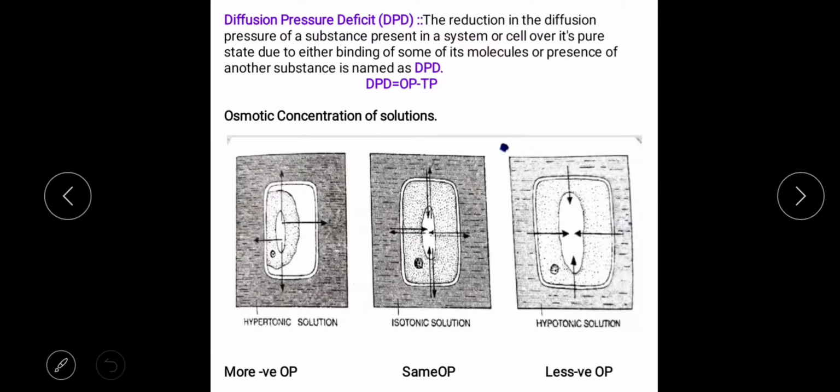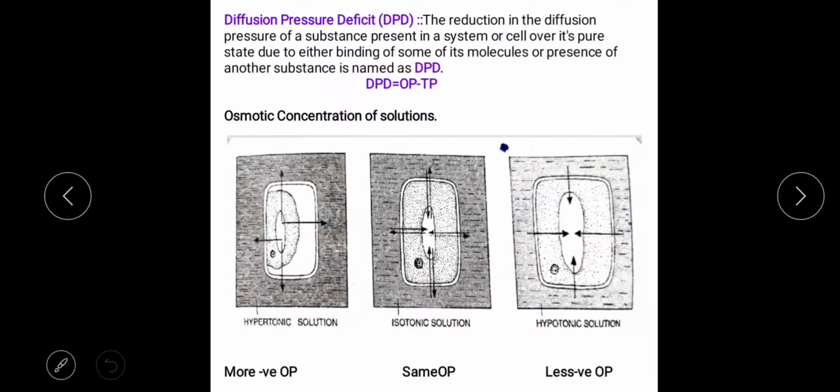So it means when there is a reduction in the diffusion pressure of any substance, due to some additional substance being added to the system, or even while in the pure state some particular binding happens with another substance or molecule, so it will lead to a decrease in the diffusion pressure. So that basic term is known as the diffusion pressure deficit.